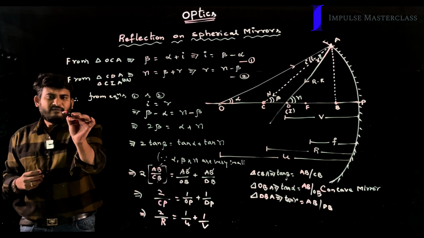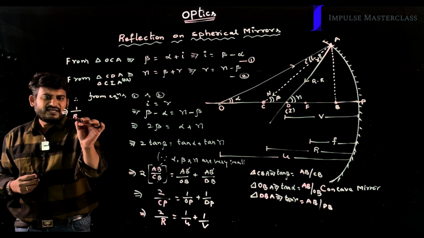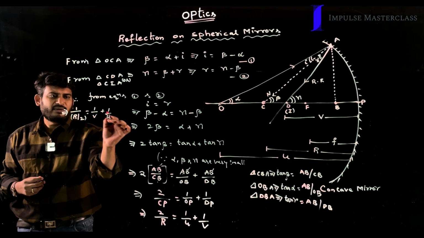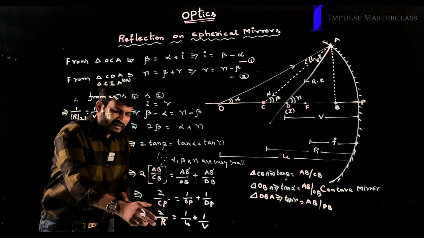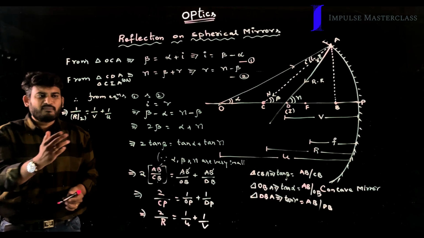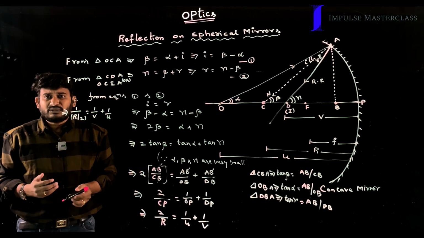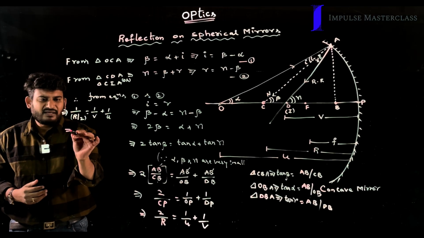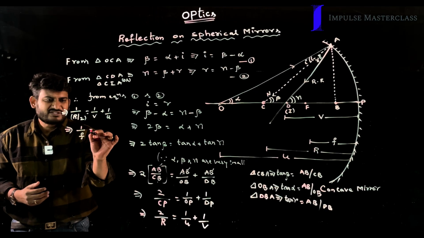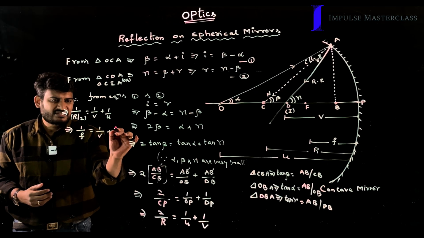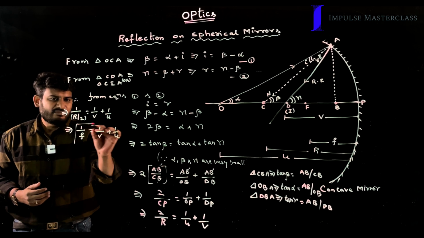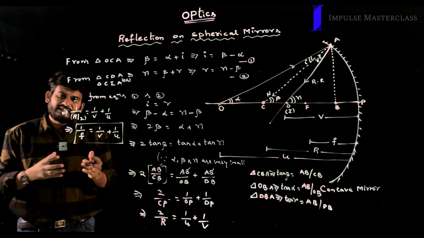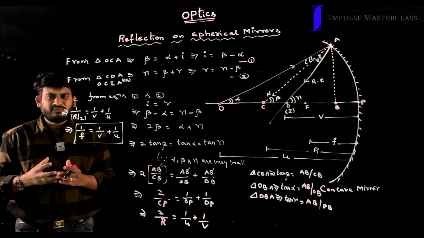Here we can rearrange 2 by R as 1 by R by 2 is equal to 1 by V plus 1 by U. As you know from 10th class, the focal length of the mirror is equal to R by 2, right? So from here we can conclude that 1 by F is equal to 1 by V plus 1 by U. So this is the mirror formula. We are going to use it to calculate the image distance, the object distance, or the focal length of the mirror.